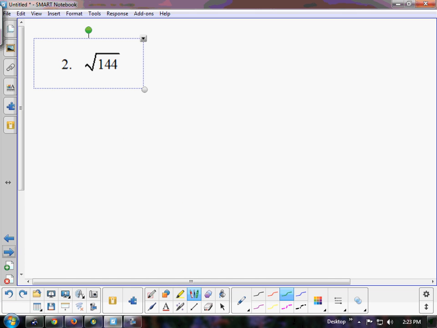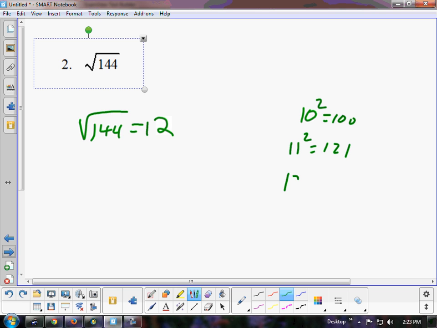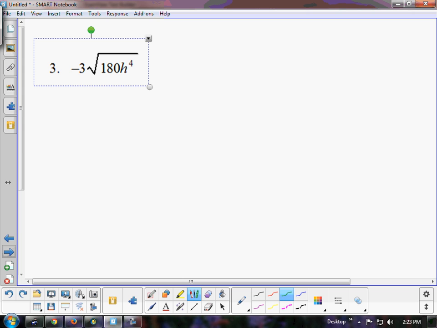Looking at number 2. When you have a square root like this, try it on your calculator right away, and you'll get the square root of 144 equals 12. And if you think about the list, 10 squared is 100, 11 squared is 121, 12 squared is 144. So that is on the list, and 12 times 12 is 144. Moving on to the next one, number 3.